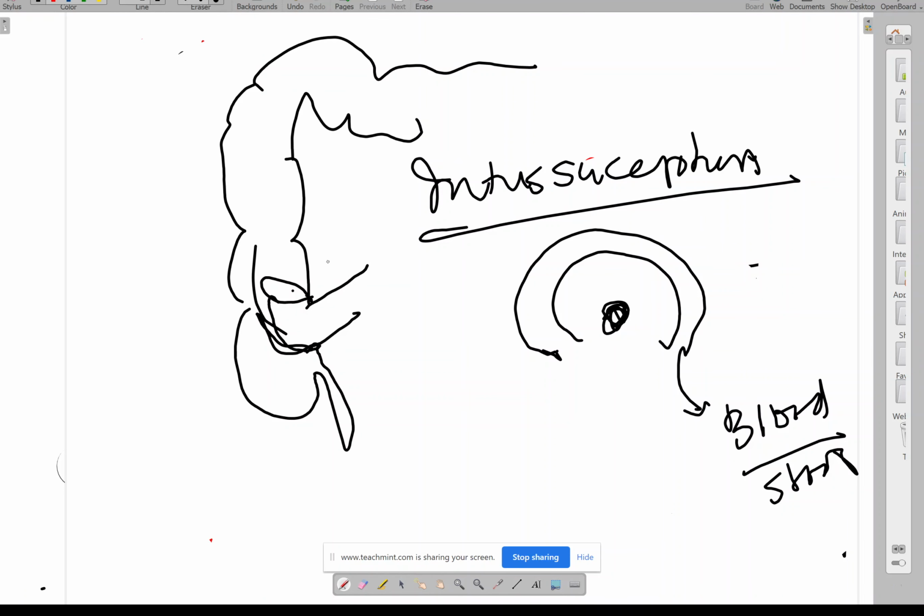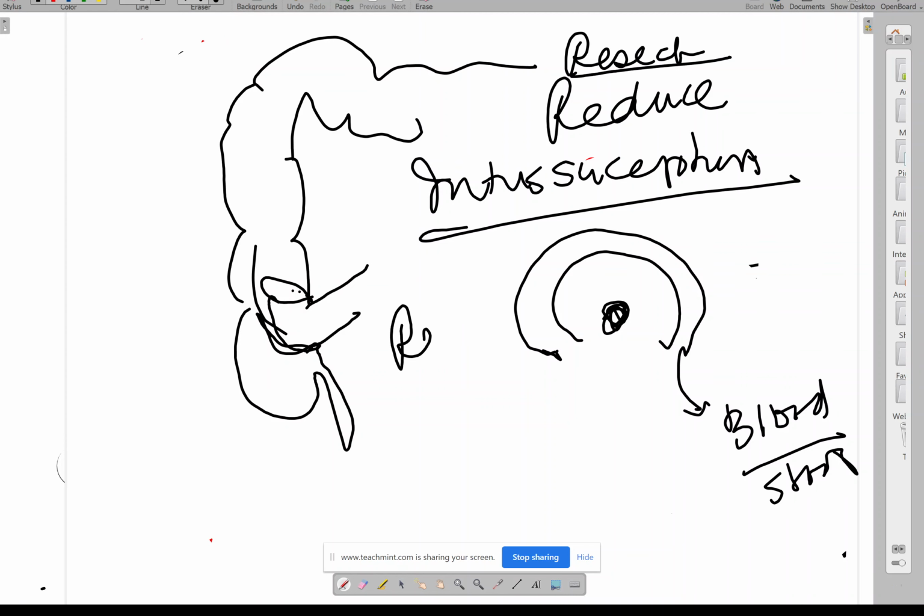So what do you do? You reduce the intussusception. If there is a gangrenous part of the intestine, then you have to resect. All right. So reduce the intussusception, resect the gangrenous part, and then resuture to the ileocecal junction, trying to ensure that this bowel will not enter again. All right. So this is what you do with intussusception.